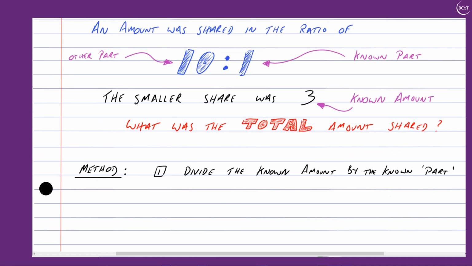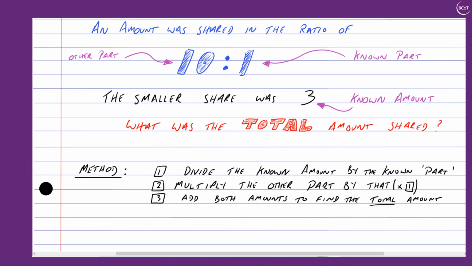Divide the known amount by the known part, as in the known amount is 3 and the known part that goes with it, because they're both the smaller ones, is 1. Then we multiply the other part of the ratio by that number, which is the answer to step 1. Finally you add both the amounts together to find the total amount. No problem at all. So let's have a go.